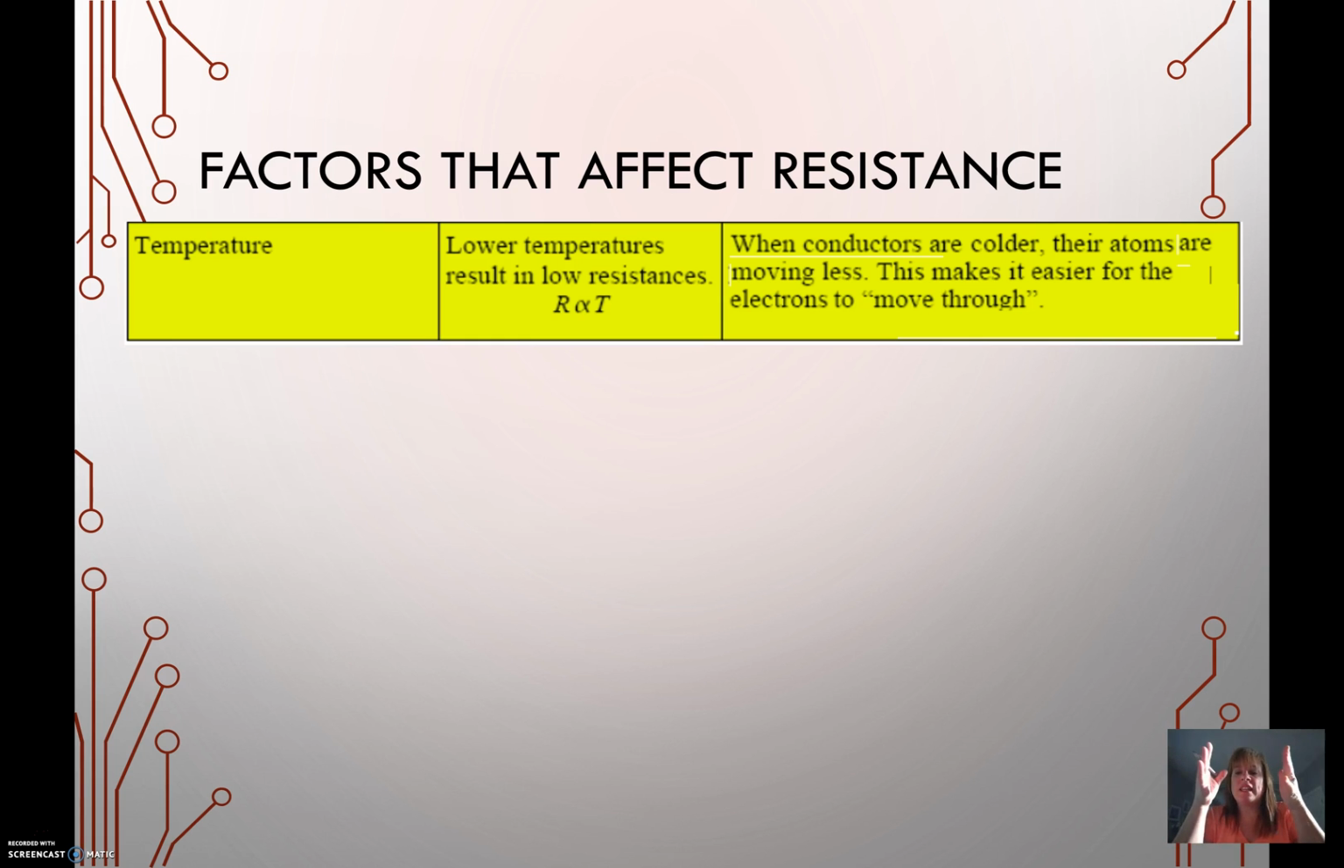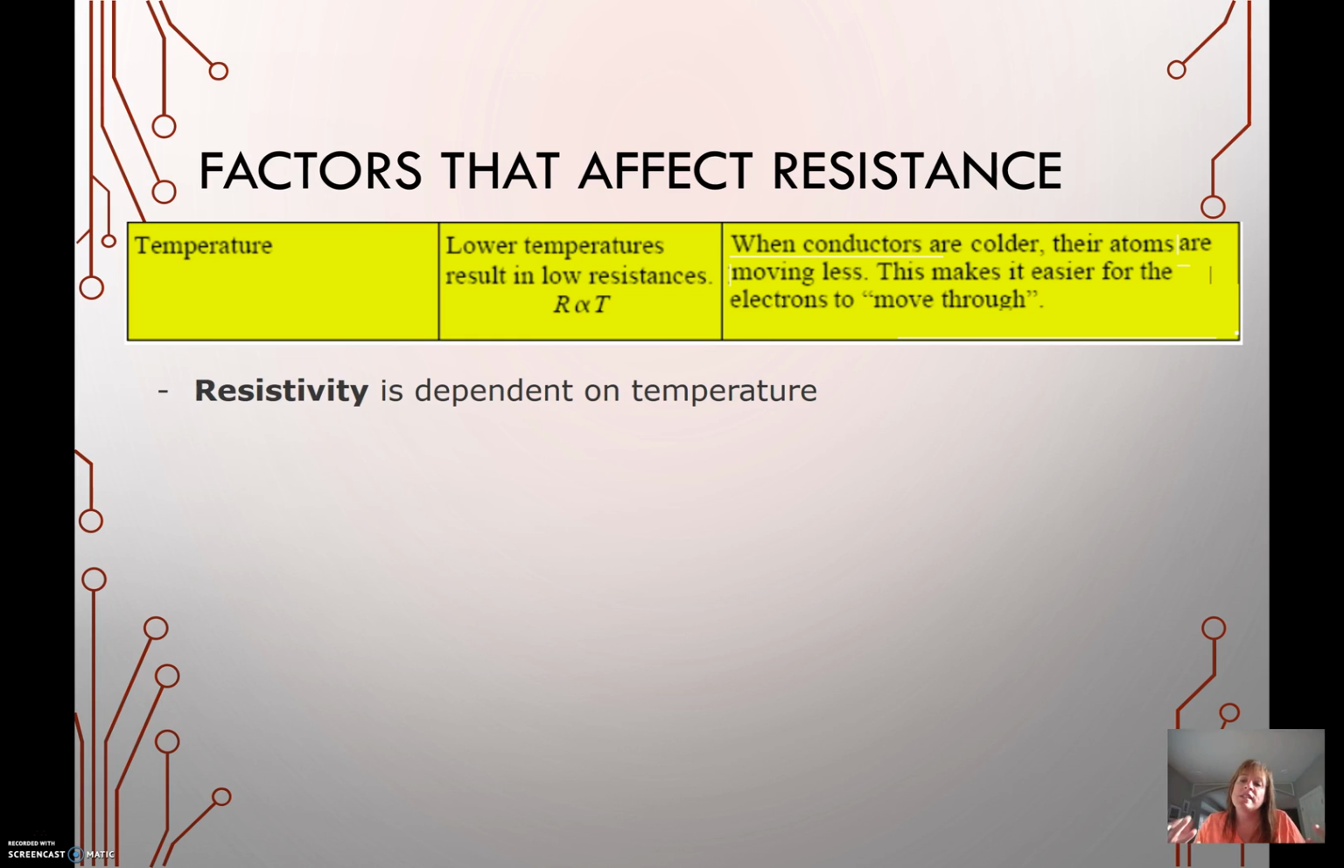And think about it like this. Say you're an electron and you want to cross a room. If it's cold, then all the other molecules, all the other people in the room, are not moving. That's easier to get across the room, like traveling across the wire. But if it's warm, the molecules are moving faster. It's like the people in the room are all moving around. So now trying to get across the room is difficult, because you've got to weave in and out of people. So the lower the temperature, the lower the resistance.